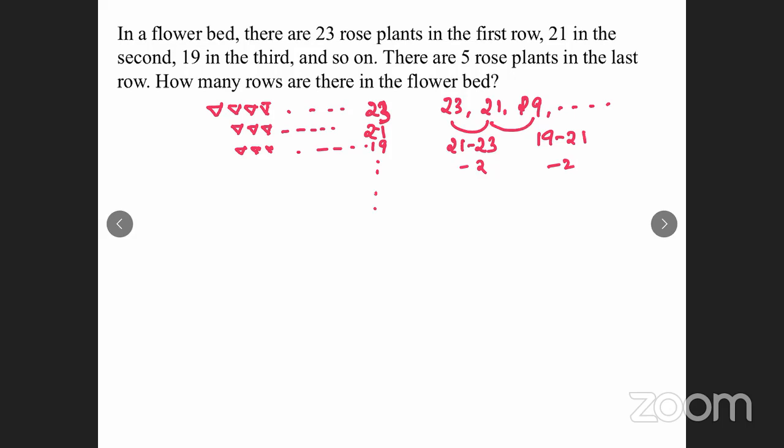So now it is an AP. Now what do we need to find? There are 5 rose plants in the last row. So in the last row there are only 5 plants. So can I say the nth term is 5 now? So what do we have in our hands? A is equal to 23, d is equal to minus 2, and an is equal to 5. What we need to find is the value of n.